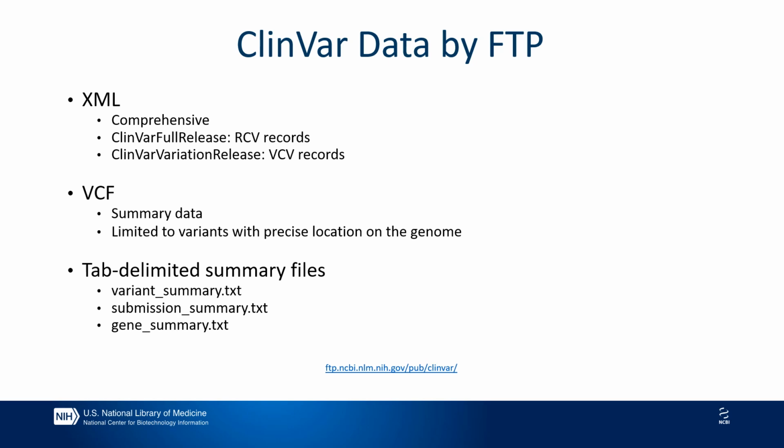We also have several tab delimited files that provide summary data of various slices. I've shown three of the most popular files here. One file is focused on giving summary level information per variant. This file gives summary level information per submitted record. And then we also have a file that provides summary information per gene. All these files are available on our FTP site, and there's also README files available with more information.